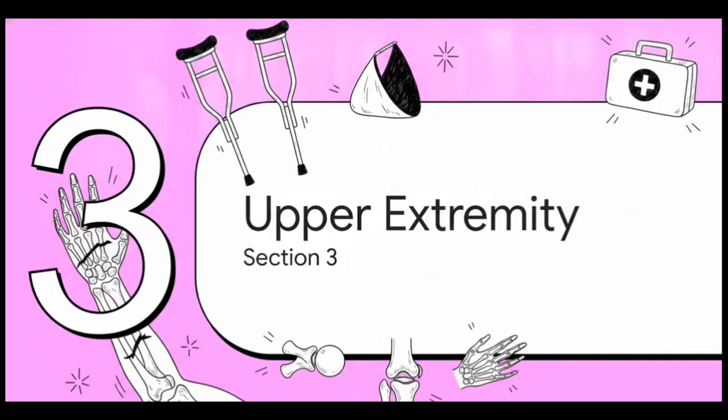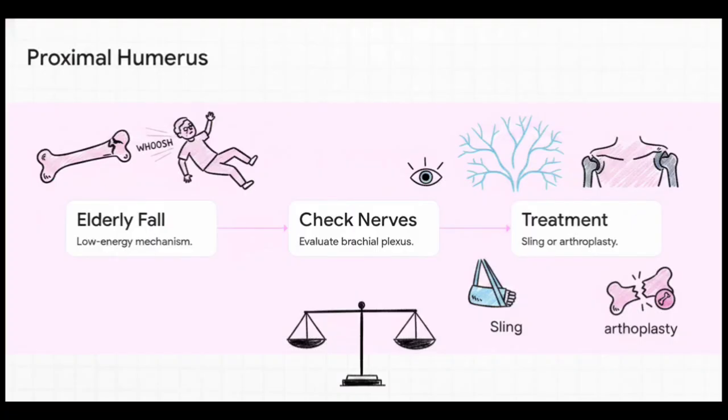All right, Section 3, upper extremity trauma management. Let's talk proximal humerus fractures. You must always perform a careful neurovascular exam here to evaluate for brachial plexus injuries, especially in the elderly after a low-energy fall. Ultimately, stability dictates the treatment, so non-displaced fractures get a sling, but severe comminution with a high risk of humeral head avascular necrosis, that's going to push you toward primary shoulder arthroplasty.